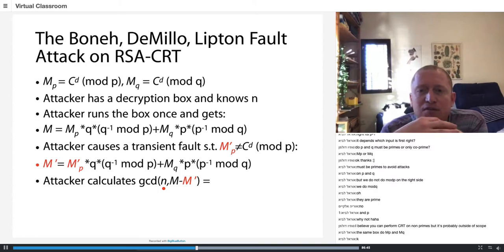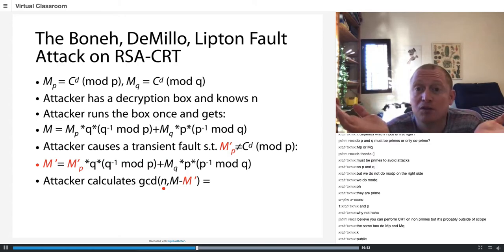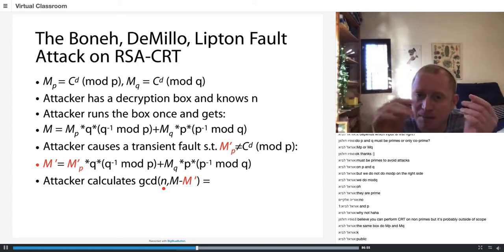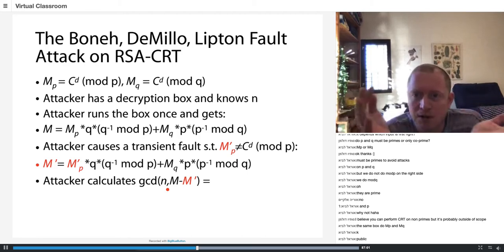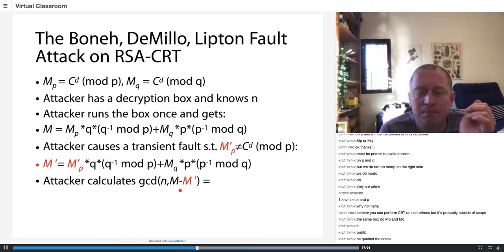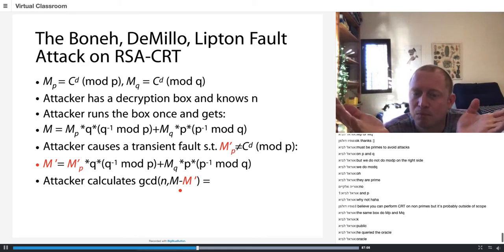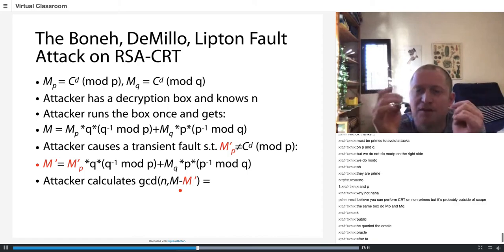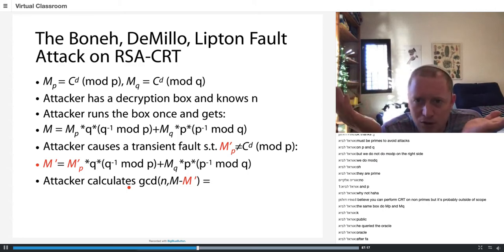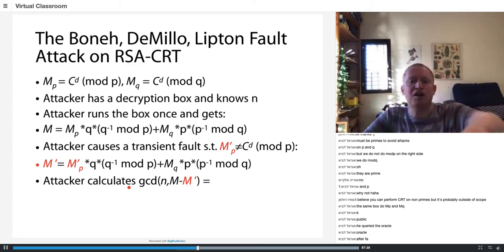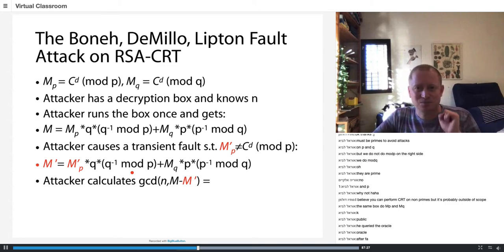How does the attacker know the value of N? N is public. N is a public key, right? How does the attacker know the value of M? It's a decryption oracle. We gave it C, we got M. How does it know the value of M prime? We do the fault attack, right? GCD is a very cheap operation, right? You know how to run GCD. You learned it in school. Very cheap operation. So this operation is definitely doable. It's not really hard to do. And now let's see what is the answer of this calculation.